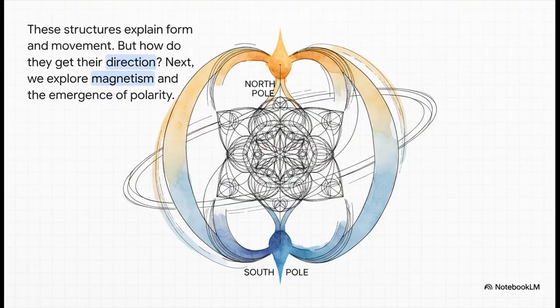But this leaves us with one huge hanging question. If everything is just seeking balance, what creates direction? You know, what makes a north and a south pole or a positive and a negative charge in the first place? Well, the answer lies in how polarity and magnetism emerge from this system, and that is exactly what we're going to explore in our next explainer on Module 4.